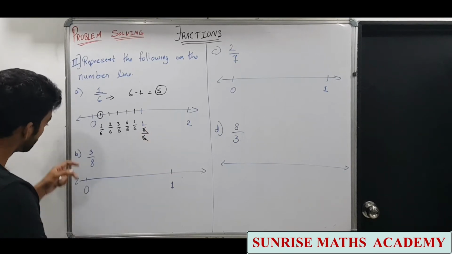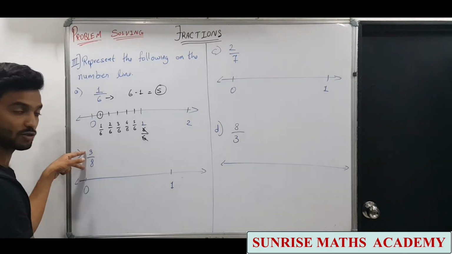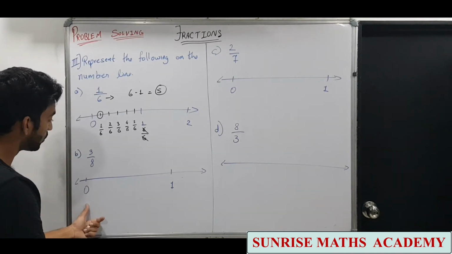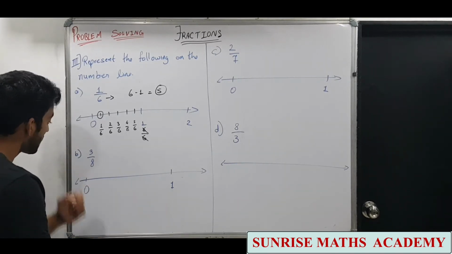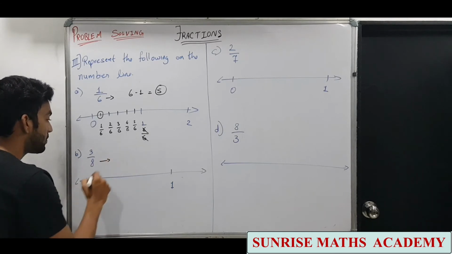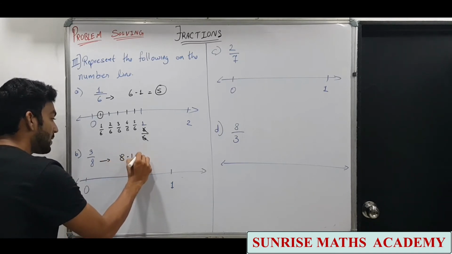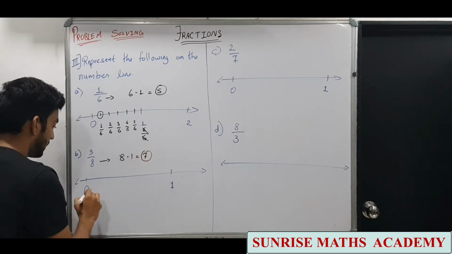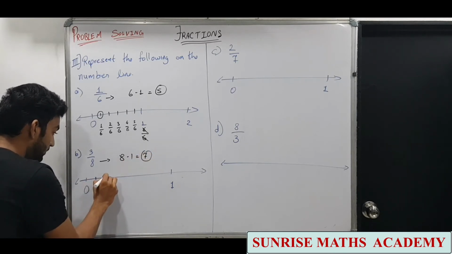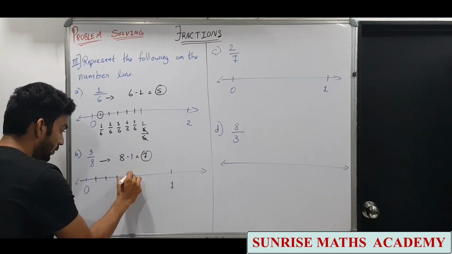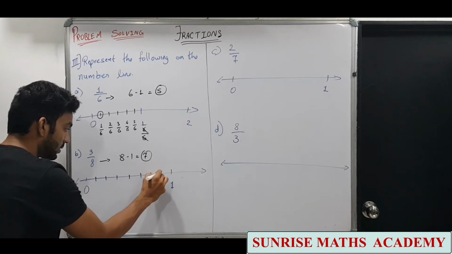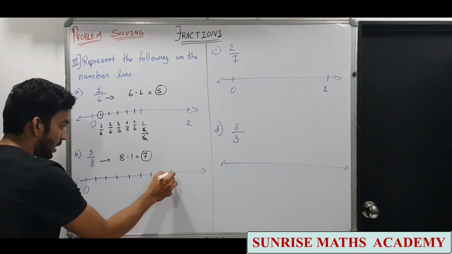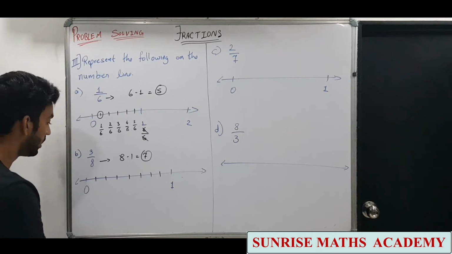Let's see the second, 3 upon 8. This is also a proper fraction, so it will be between 0 and 1. 8 is there, so we have to make 8 parts. But 8 minus 1, 7 lines. So we make 7 lines: 1, 2, 3, 4, 5, 6, 7. And this is the 8th one.